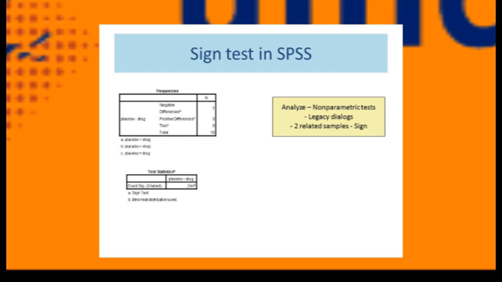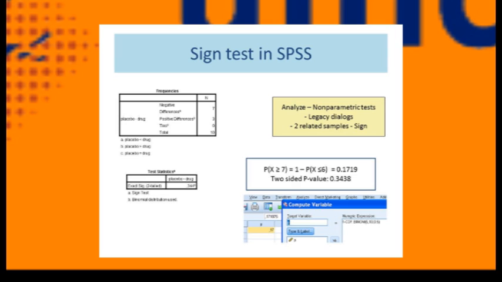In the output, SPSS shows 7 negative and 3 positive differences, like we found. The two-sided p-value was calculated as 0.344. This value has been calculated using the binomial distribution, with parameters n equals 10 and p equals 0.5.